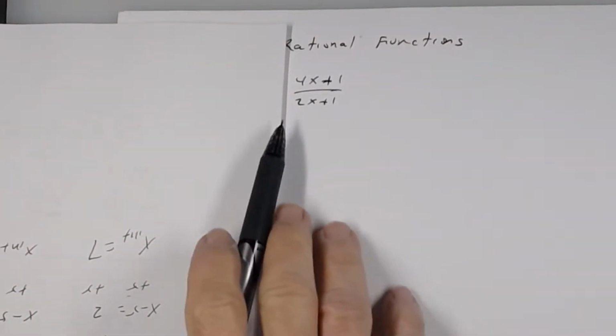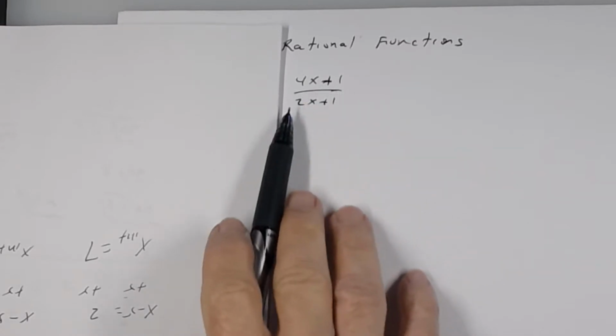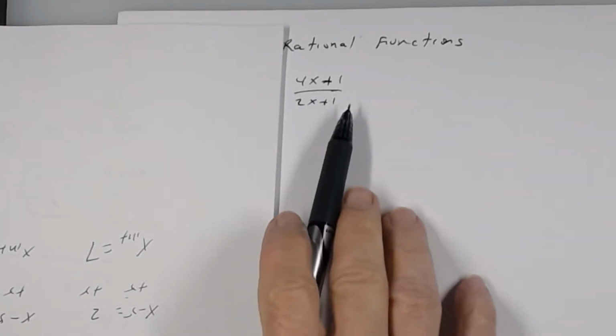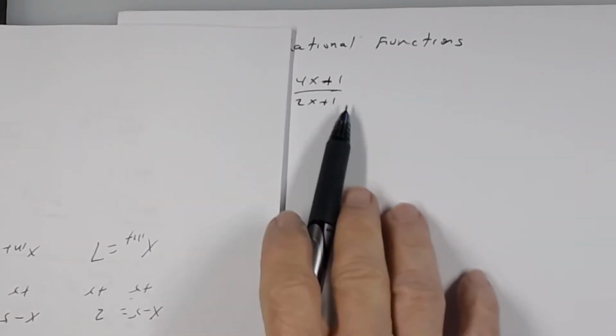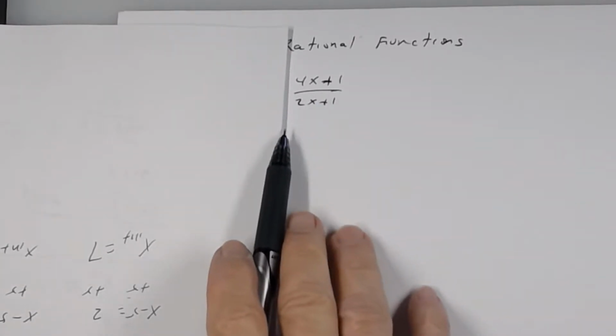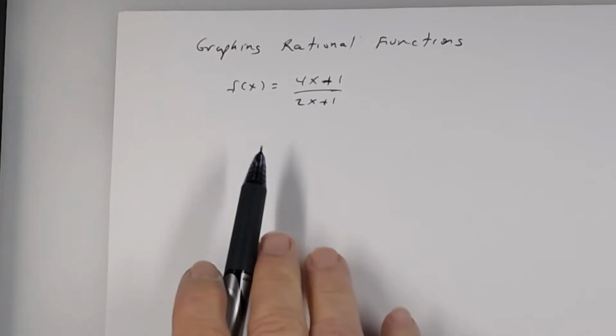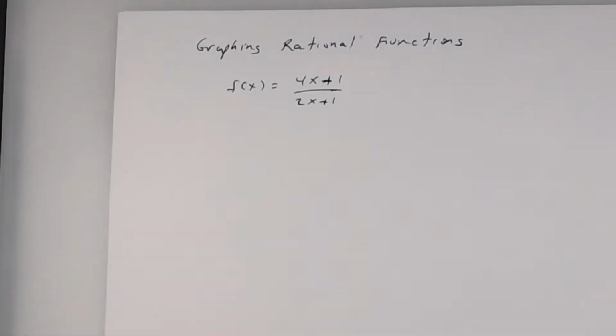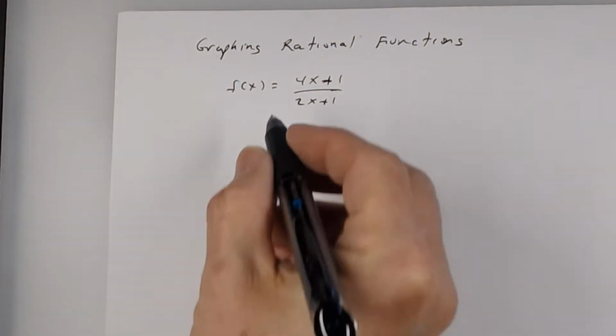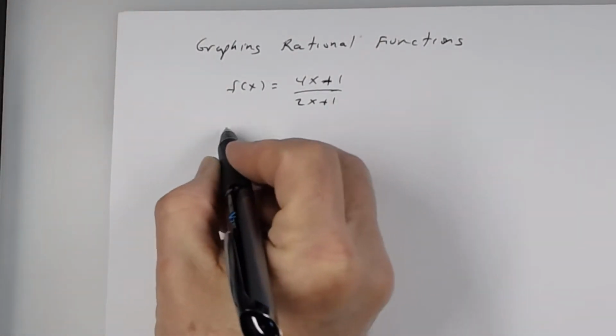And so where would this denominator be 0? When x is what? Negative 1/2. Negative 1/2. So that would be your restriction. So when we talk about vertical asymptotes, we're going to use that idea. All right, so first of all, you got to find your restriction. So let's talk about the restrictions.